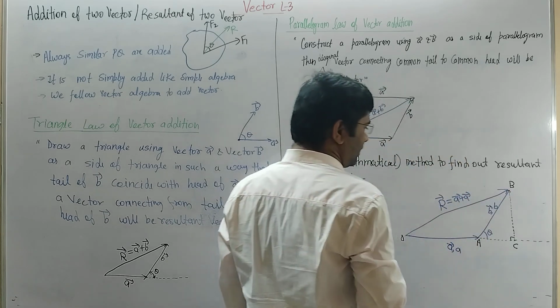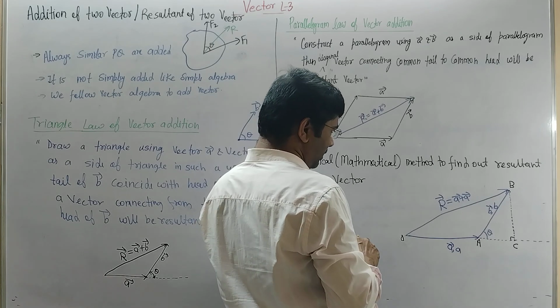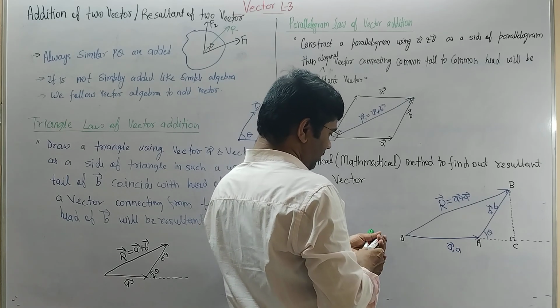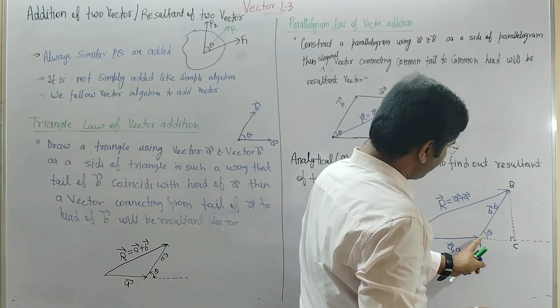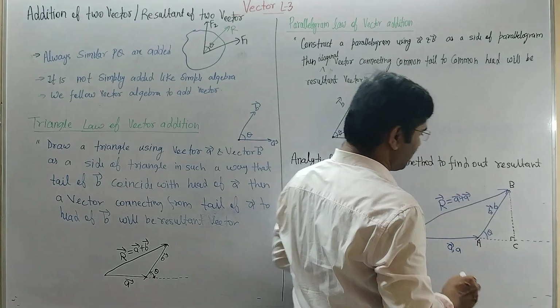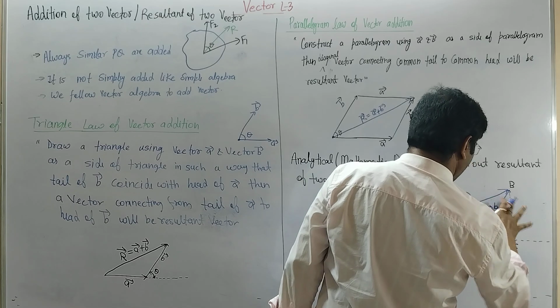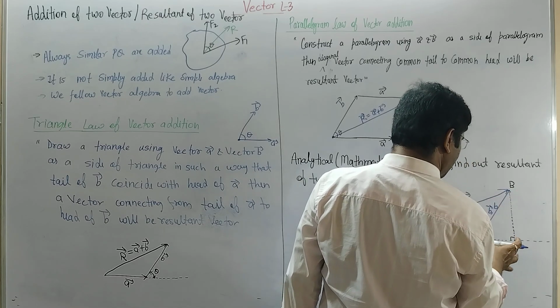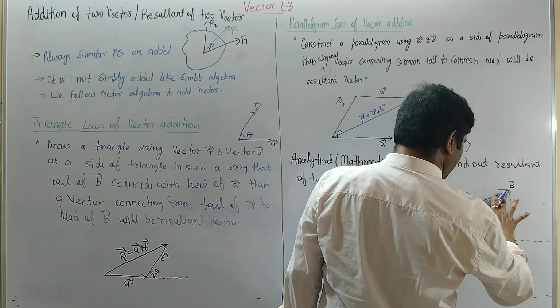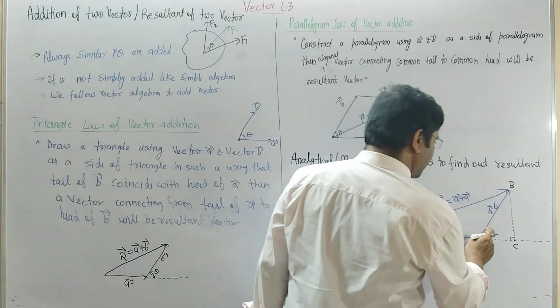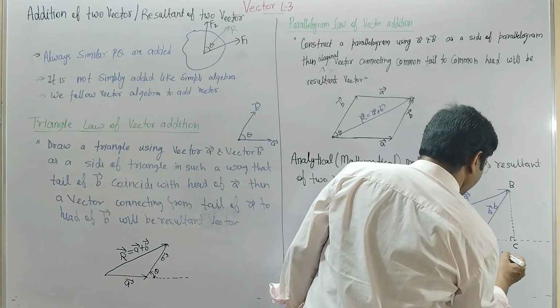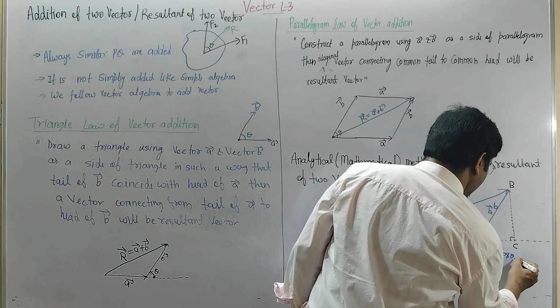From A to B, this value is B. So what is the value of this one? This value will be B cos theta, meaning AB cos theta is AC, but the AB value is B. So B cos theta we can write here.